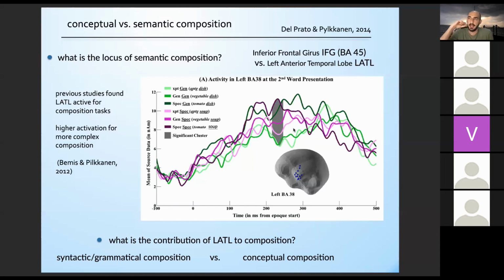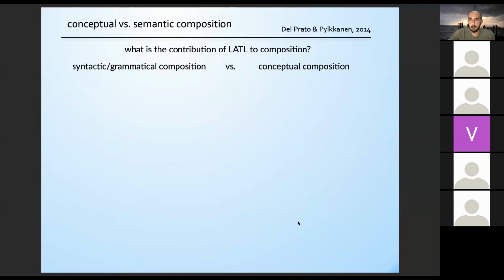Okay? So, based on this kind of results, and then we are gonna go through that again more in specific, they asked this question. So what is the kind of composition that is performed in left anterior temporal lobes? Is this some sort of syntactic grammatical composition? Or we might say some logical semantics composition? Or it's more something like conceptual composition. So creating an image of a tomato dish or a vegetable dish, starting from the words tomato and dish, okay? So they ran a few experiments and a few studies investigating this kind of question.